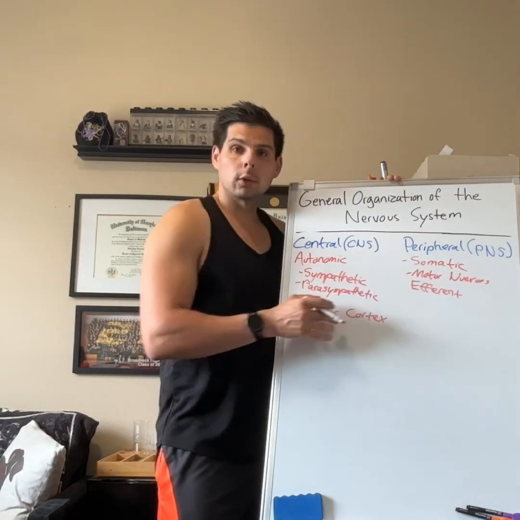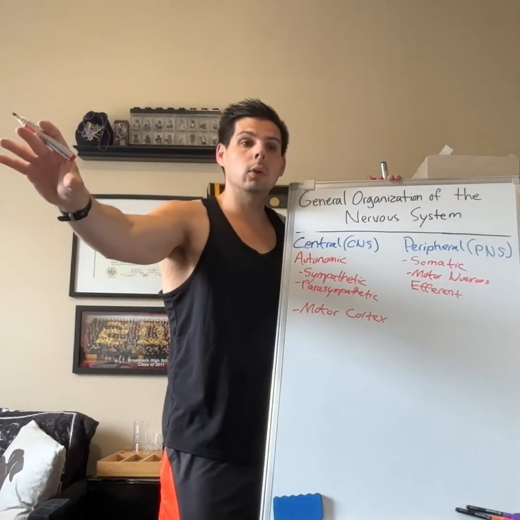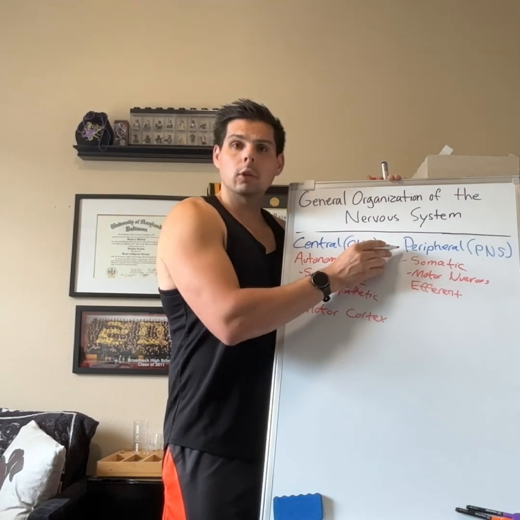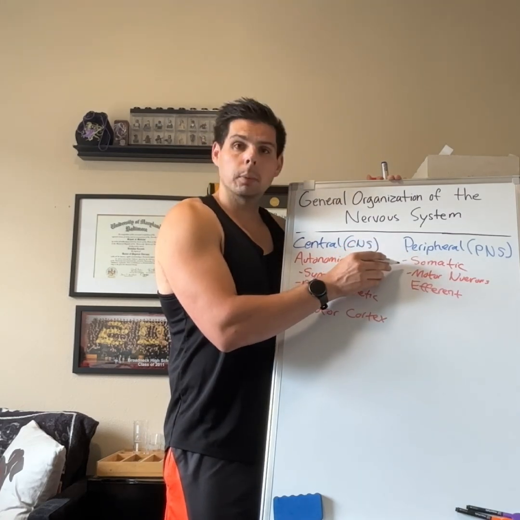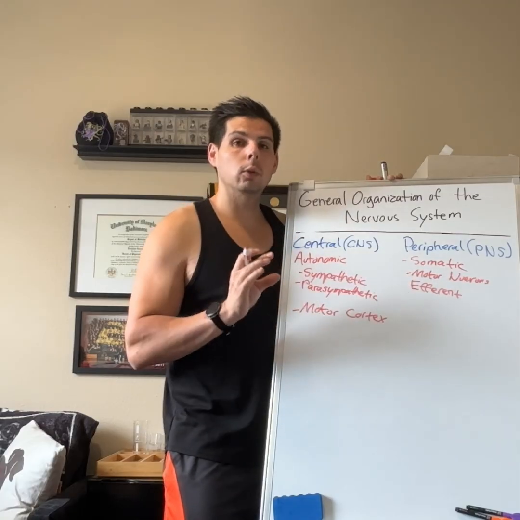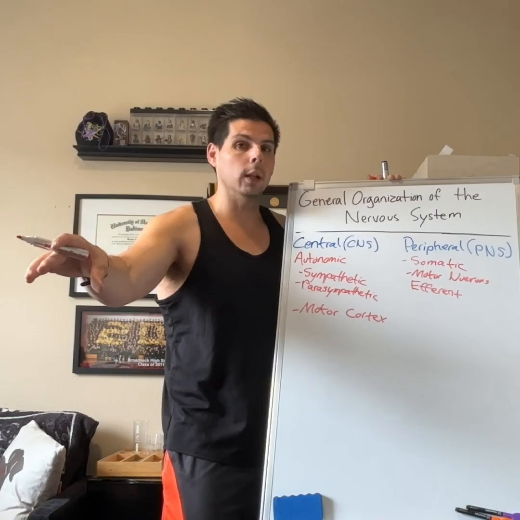The motor cortex from the central nervous system sends information out to the periphery, to the muscles, to try to get them to do something. That information is going to travel through the somatic branch of the peripheral nervous system, carried by motor neurons, which are going to deliver this information out to the muscles to tell them what to do.